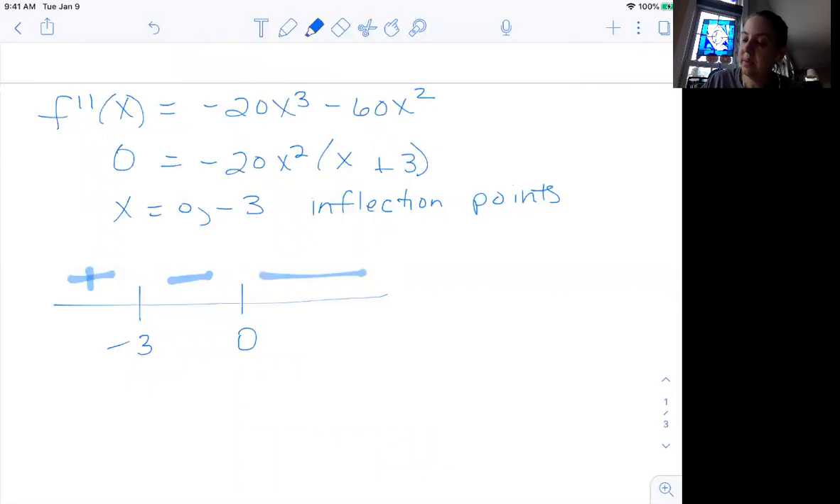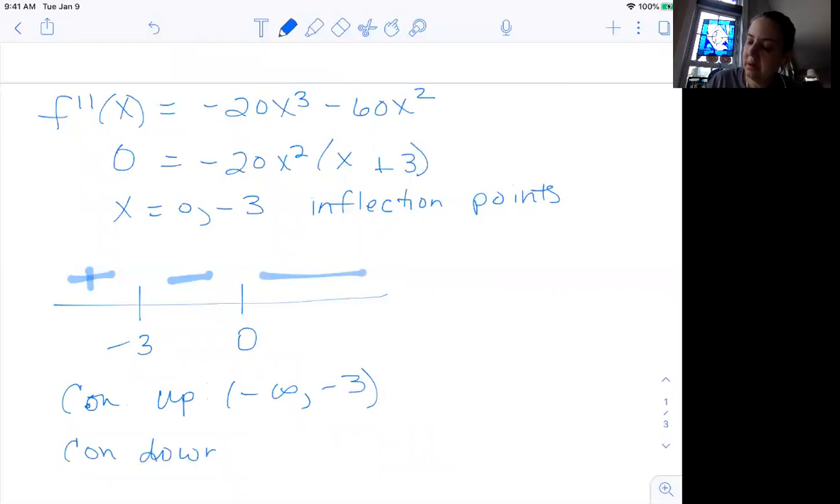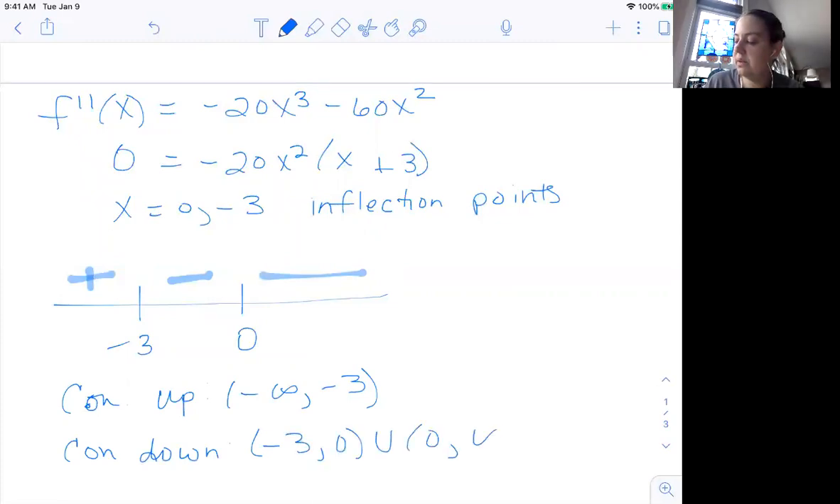So we can say that we are concave up from negative infinity to negative 3. We are concave down between negative 3 and 0. Now you want to stop at 0, include that break, union 0 to infinity. Great. So we figured out increasing, we figured out decreasing, we figured out concave up and concave down.